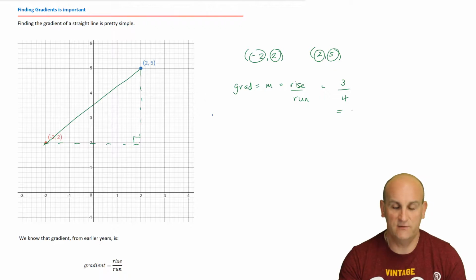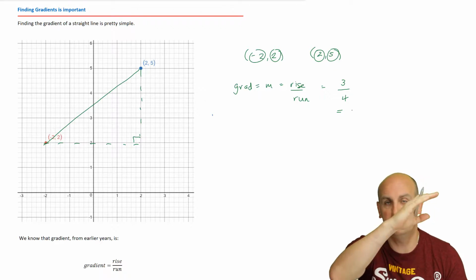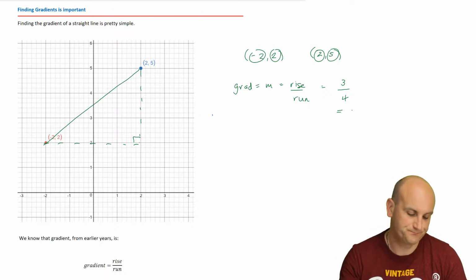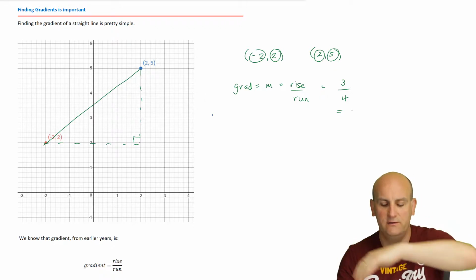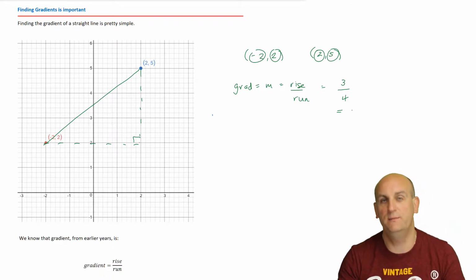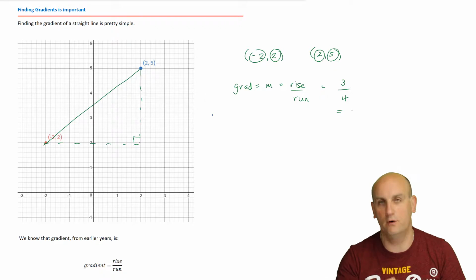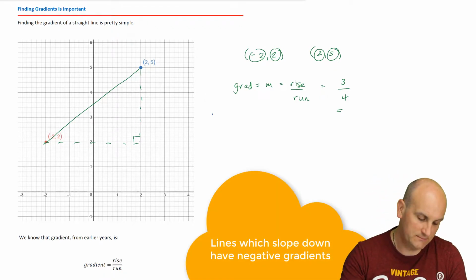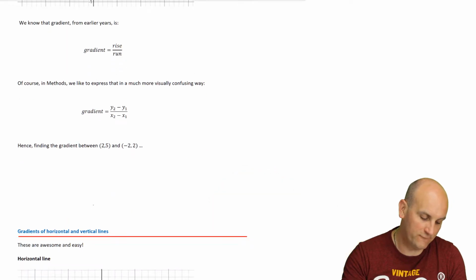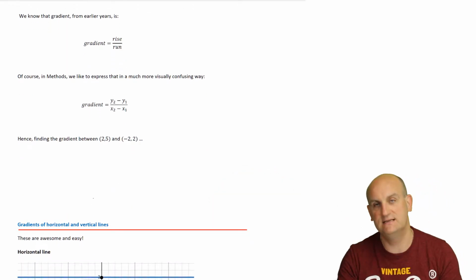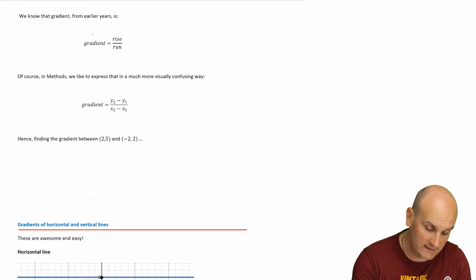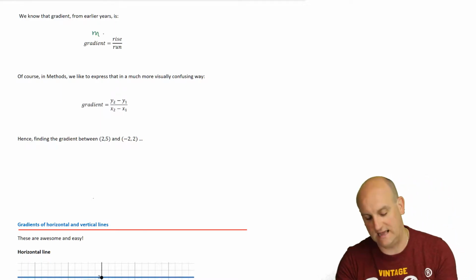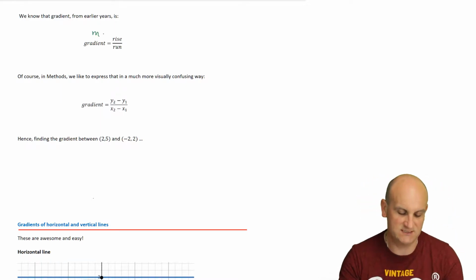So there's my gradient, rise over run. Now in that situation, we have a positive gradient. It's sloping up. What would happen if I had a negative gradient? Well, believe it or not, that value would be -3 over 4 for obviously different points. But the principle is really, really simple. So here we go. We've got formally that the gradient from earlier years is rise over run. We now know that gradient here can be expressed using the letter m, which we'll come back to, y equals mx plus c, in a moment.